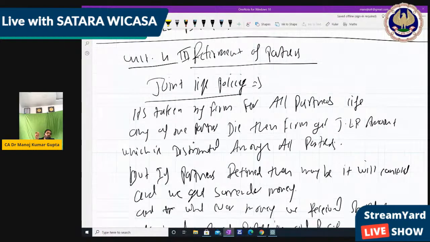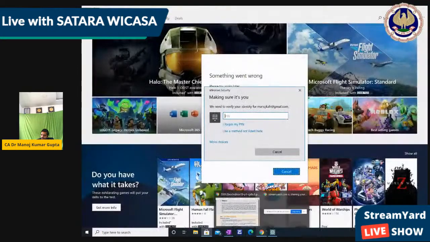But if that amount is already in our books, that is, if the joint life policy account is already maintained in our books, then we have to prepare the joint life policy account and check the balance in it. Only that much will be distributed, not the entire amount we receive or that is receivable from the joint life policy. Okay, the same thing is written here also.